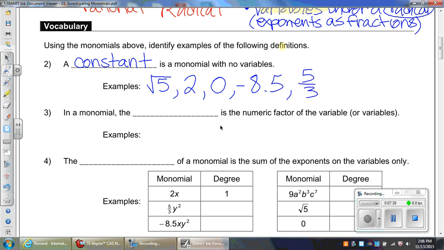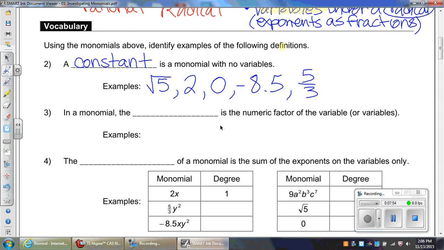So those are just constants because they're numbers with no variables. They're still monomials. What is the degree of those monomials? You guys remember? 0. Degree 0. Okay, so let's move on.